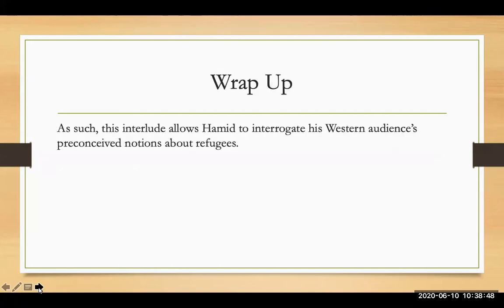Finally, the wrap-up. It just ties everything in a nice little bow. As such, this interlude allows Hamid to interrogate his Western audience's preconceived notions about refugees. So you see, by using that format, I've made it very clear for my reader, and I'm trying to convince them that my analysis is correct. And so this is going to be the basic paragraph format that we have for this semester.